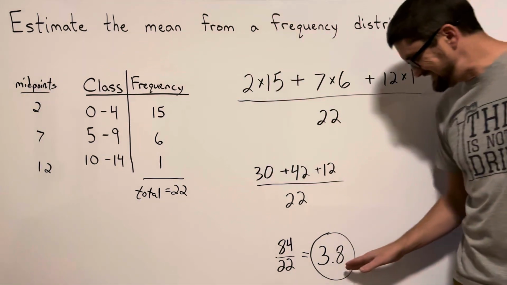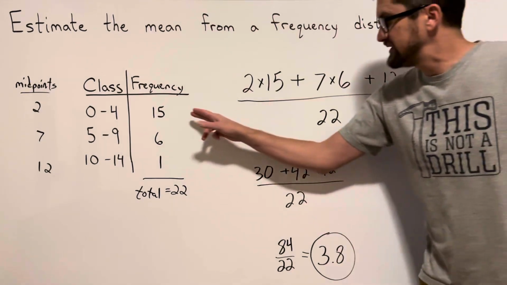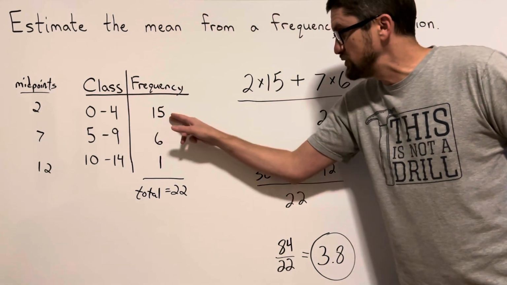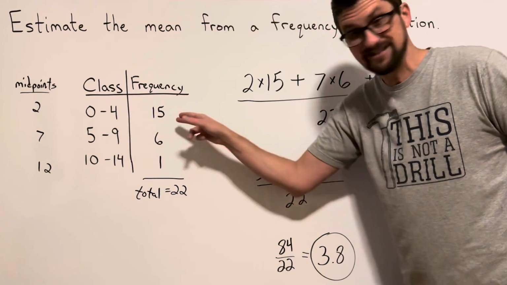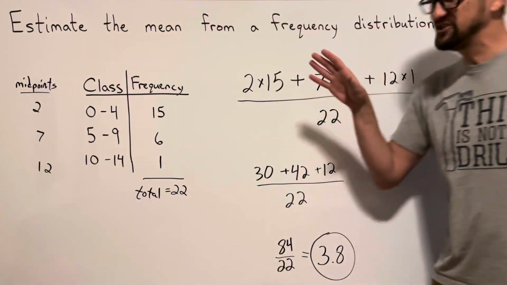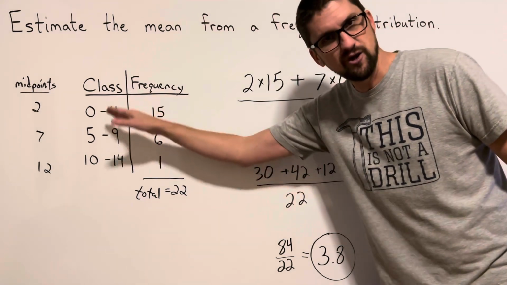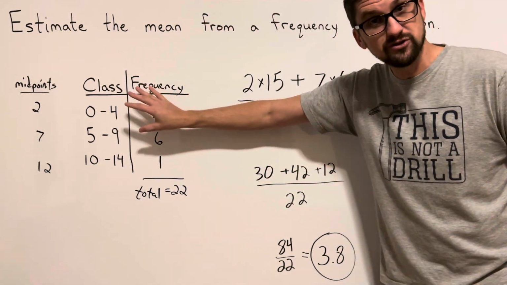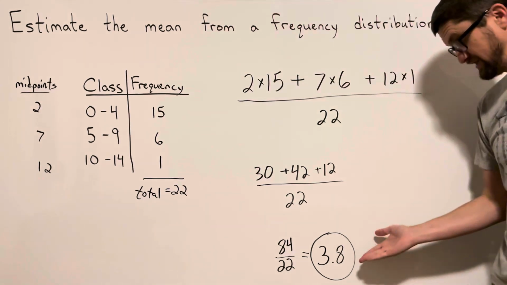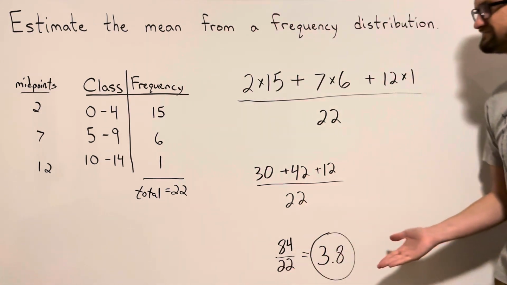You can kind of see if the answer makes sense because the value that has the most frequency is 2, has a frequency of 15. So we should suspect that the mean is closer to these values up here because that's where the most of the data values are. And we get 3.8, so it makes sense. There you go.